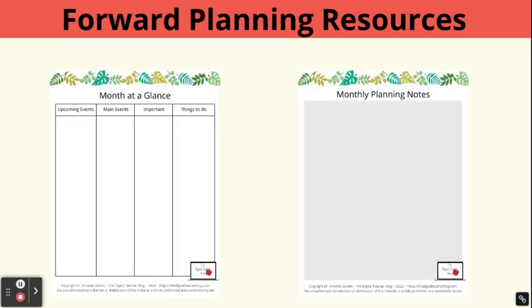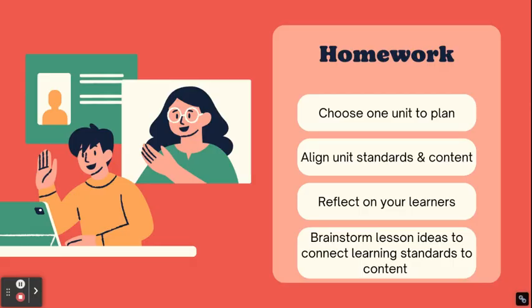All right, and these are 2 pages here that we didn't talk about. However, they are available for you in your workbook because the main events, what's important to know right now, and things to do, and also monthly planning notes.